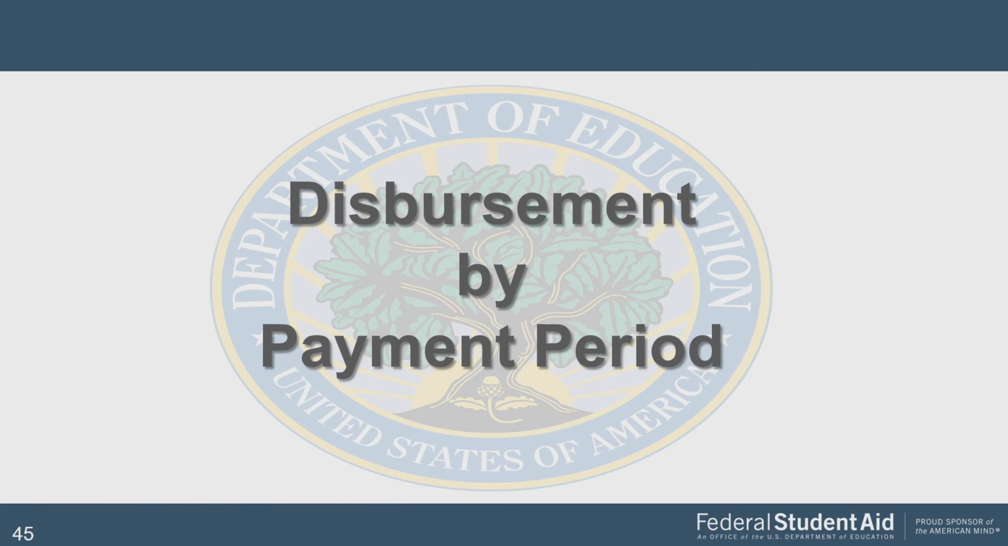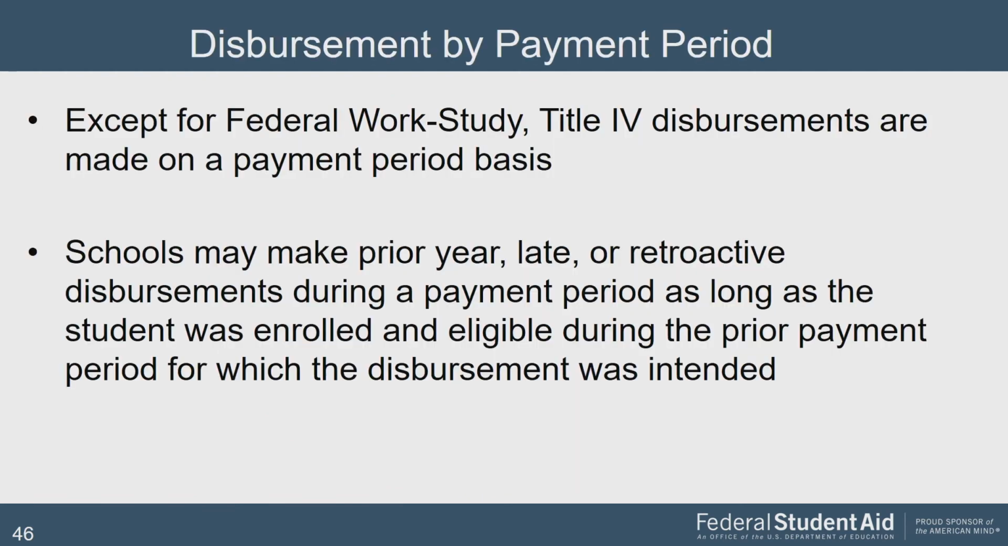Now let's talk about disbursing by payment period. Except for federal work-study situations, you're paying Title IV disbursements in equal installments on a payment period basis. Okay? You can make that prior year, that retroactive disbursement during that payment period as long as the student was eligible, as long as they were enrolled during that prior payment period. Okay? And that's part of that whole eligibility check before you actually make a disbursement.